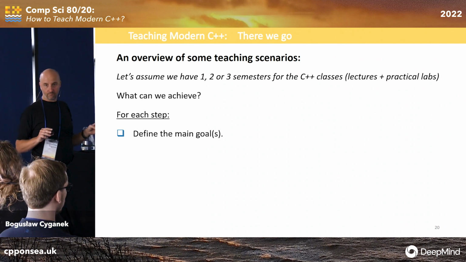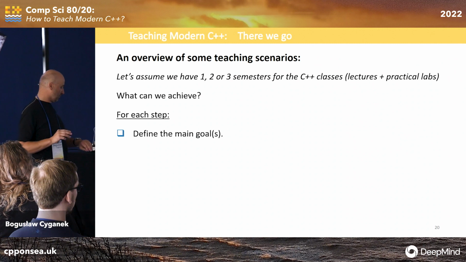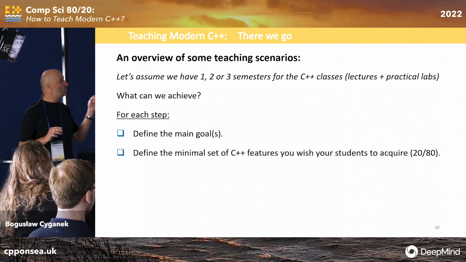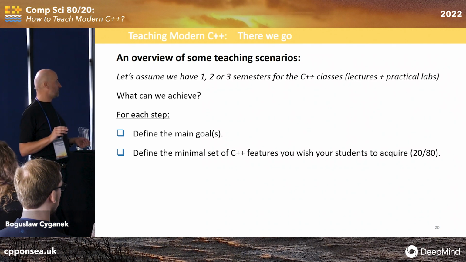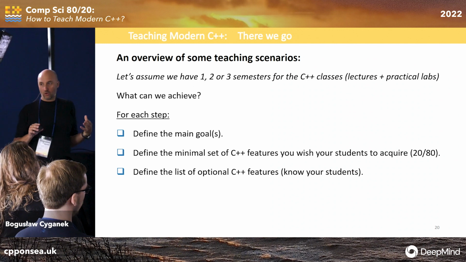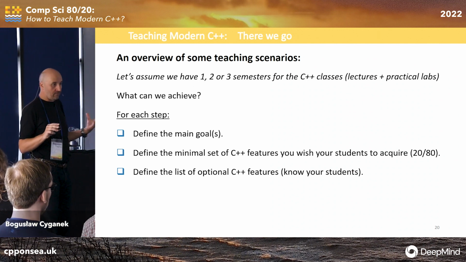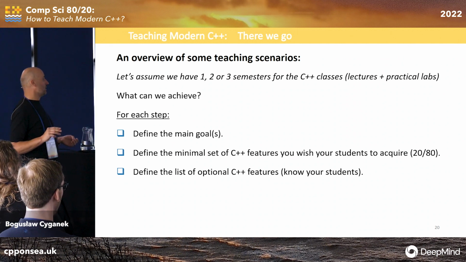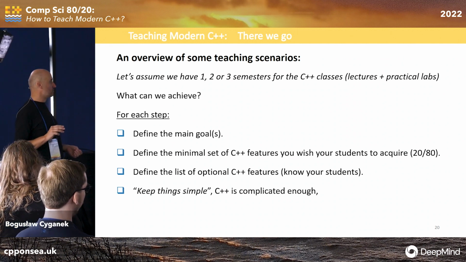Define the main goals. We can keep this 2080 rule in mind. Define the minimal set of C++ features you wish your students to acquire, 2080. Define the list of optional features. So what would be good to know if I have more time, if the group is advancing quite rapidly, and so on. But know your students.